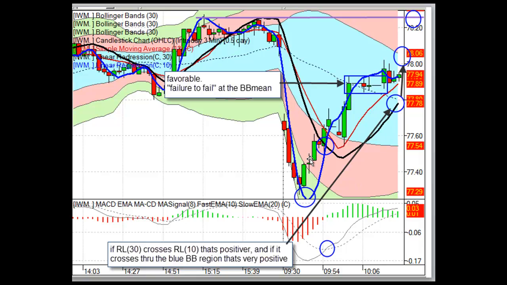So we've got a nice trade going in here from about 77.42-ish with about a 20-cent risk, and now we're up probably 2R in hand.